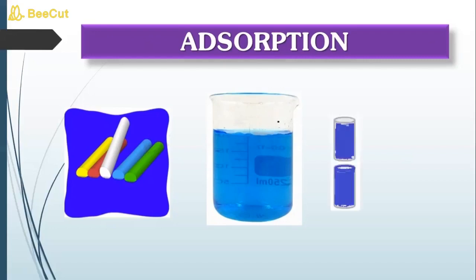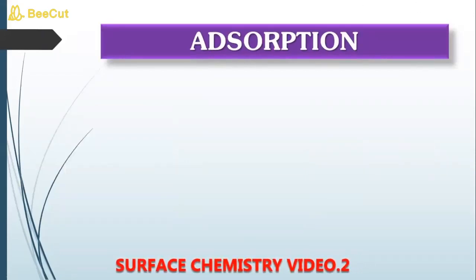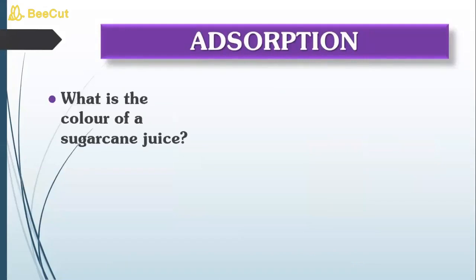So what we can see is that the blue color is present only on the surface of the chalk piece. Why? Because the ink has adsorbed only on the surface of the chalk piece. I said adsorbed. Now students, what is the color of sugarcane juice?